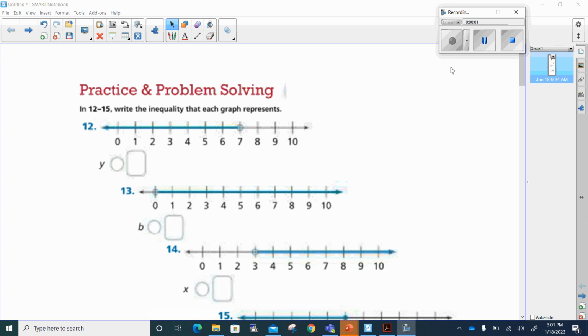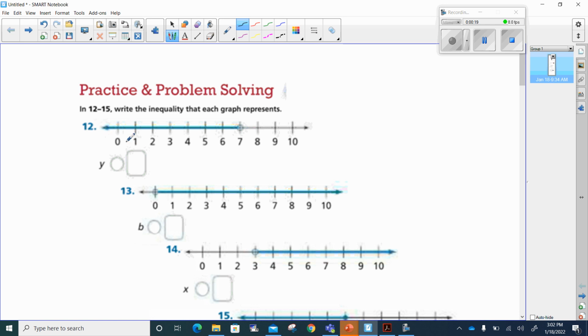I'm going to go ahead and review for homework here our solving inequalities homework. I'm going to do all the even ones by the looks of it. That'll leave you the odd ones. Let's begin. Write the inequality that each graph represents.